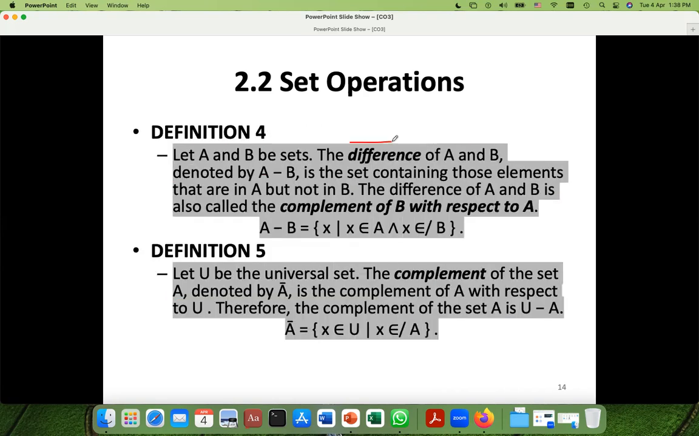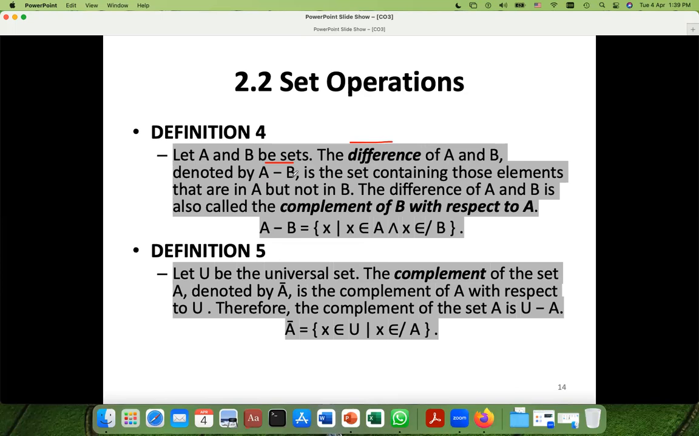Now the definition for the difference. A minus B. We can represent the difference of two sets like A and B with A minus B. This is the mathematical representation. And what it means? It means that you have to remove the elements of B from A, and whatever is left in A, that would be the answer for this A minus B.